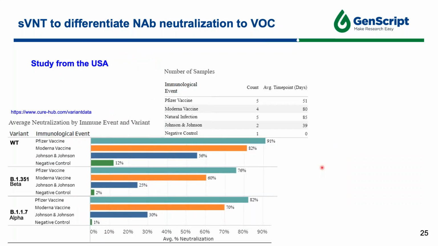Another study from the USA also used the SVNT to evaluate the neutralization activity against variants of concern among the vaccinated. As shown here, for people who are vaccinated with Pfizer or Moderna, their neutralization against the beta and alpha dropped a little bit compared to the wild type. However, for people who are vaccinated with the Johnson & Johnson vaccine, their neutralization level against the beta and alpha dropped significantly to almost negative.